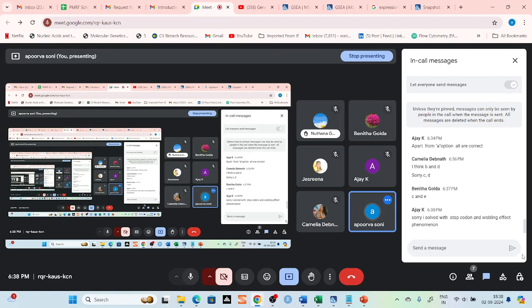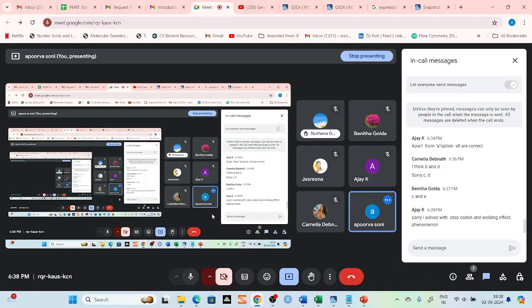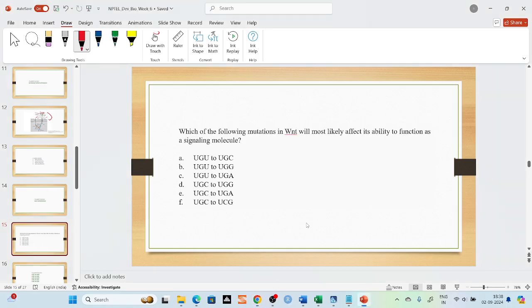Jasrina, can you give any answer? What you think should be the answer? This is the question. What you think should be the way to solve this question? Can you think? No? Okay, fine. See, so for this question, there are two concepts that you need to know.